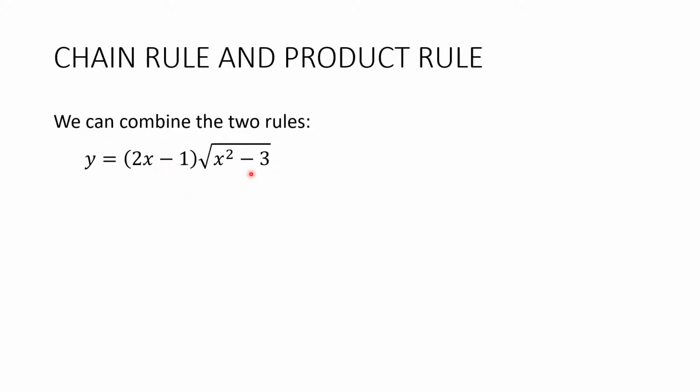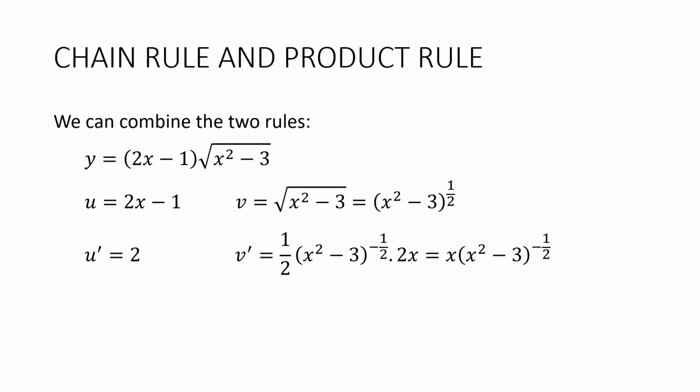Here's another one. Again, we've got a product, and this one here is a chain rule because I've got a function inside another function. So let u equal 2x minus 1 and v is equal to that, which I have to put in index form. Do the derivative. So the derivative here is nice and easy, it's 2.